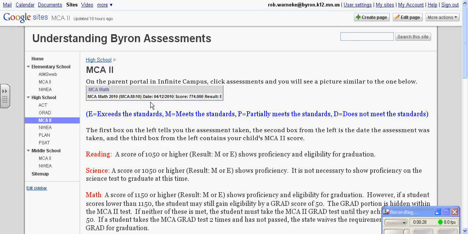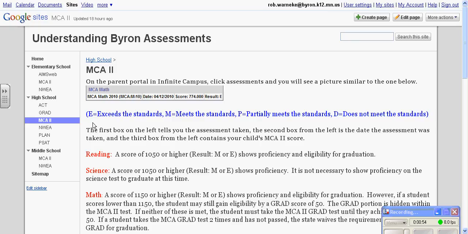In here you have the information of what test it is. It tells you the date in which they took it, and it tells you the score of that test. And I'll tell you at this time that the score is based on the grade that they're in. So in this particular example, they were a 7th grader, and they scored a 74. And the result, or the state interpretation of that score, in this case, is an E.